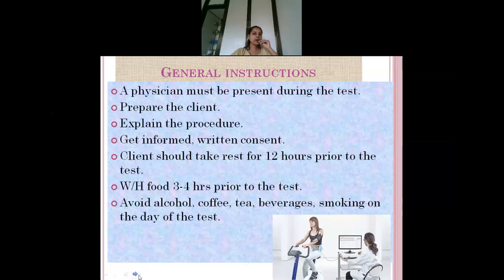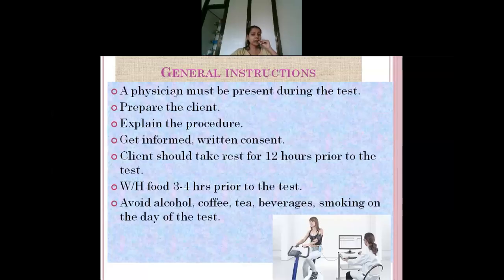Next, moving on to the general instructions of the stress test. First of all, you have to prepare the patient. Some things I already told, like withholding certain beta blockers, you have to tell those. Then not to take caffeine, tea, or any other beverages which will stimulate the person, not to take alcohol, and not to smoke before the procedure. That should be told.